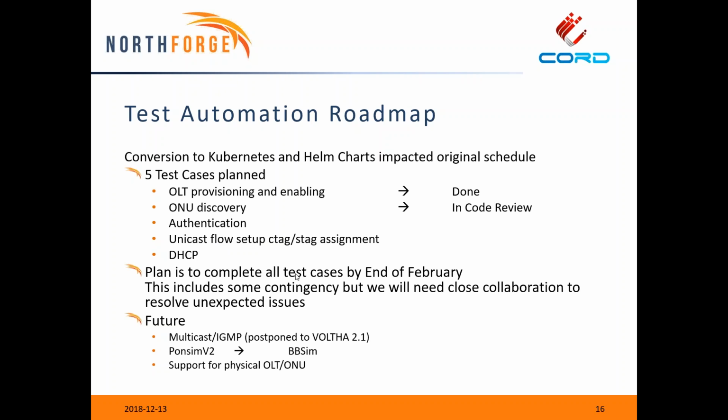So we've included some contingency there where we need close collaboration to resolve unexpected issues. For instance, the one that we raised for ONU discovery, about the disparity in security between ONOS and... right. Okay. Yeah, so that one we've raised. So we need a solution on that quickly. So for the future, for multicast, we'll have another test case. And then PONSIM: we're using PONSIM v2 right now, but there's a proposition to use BBSIM, and ultimately support for physical OLT and ONU.